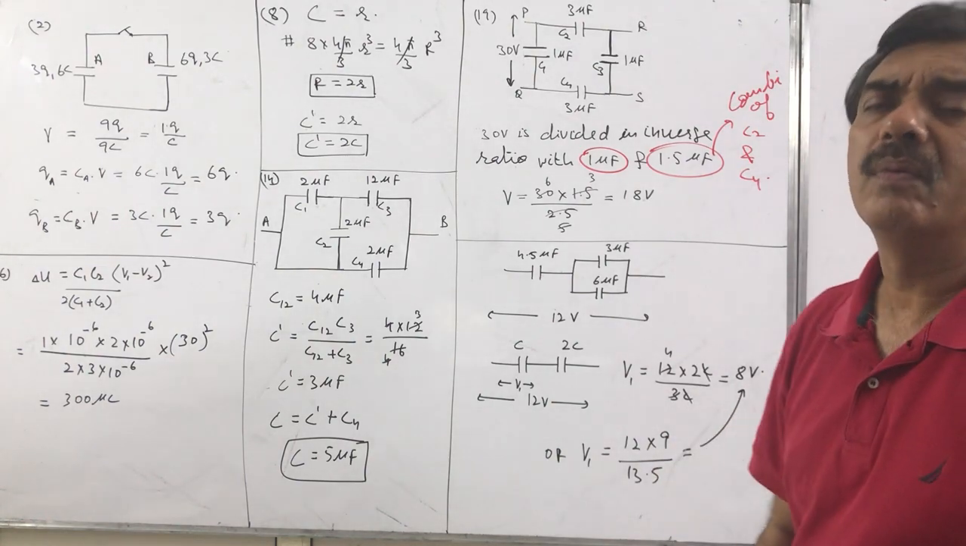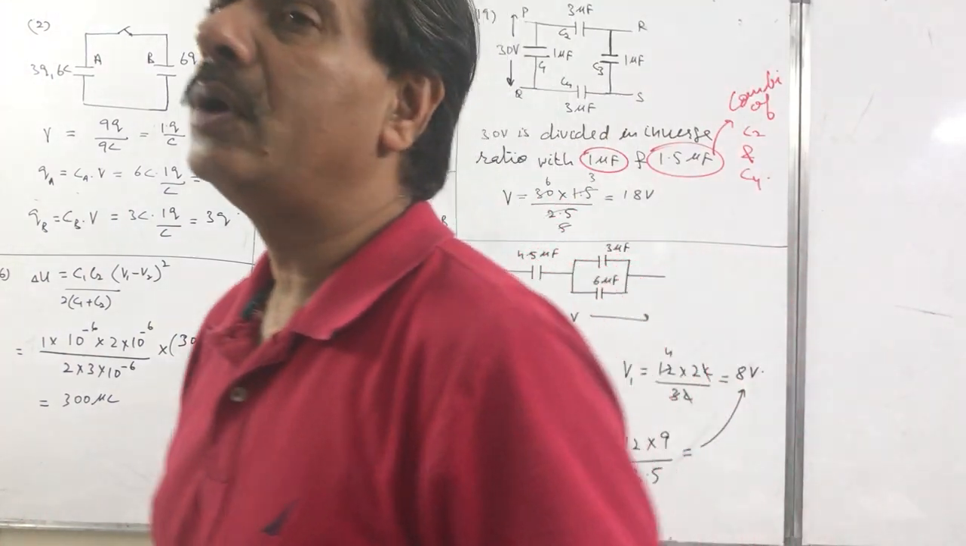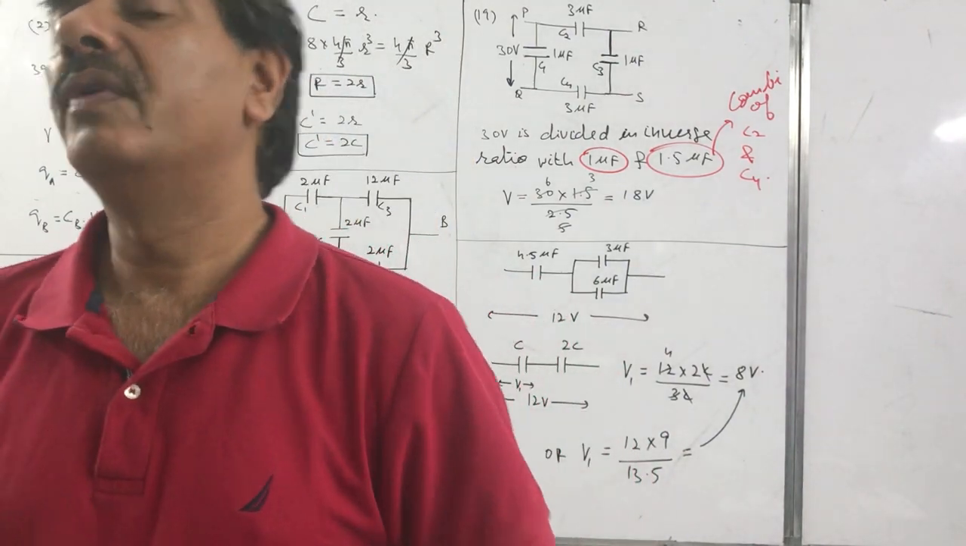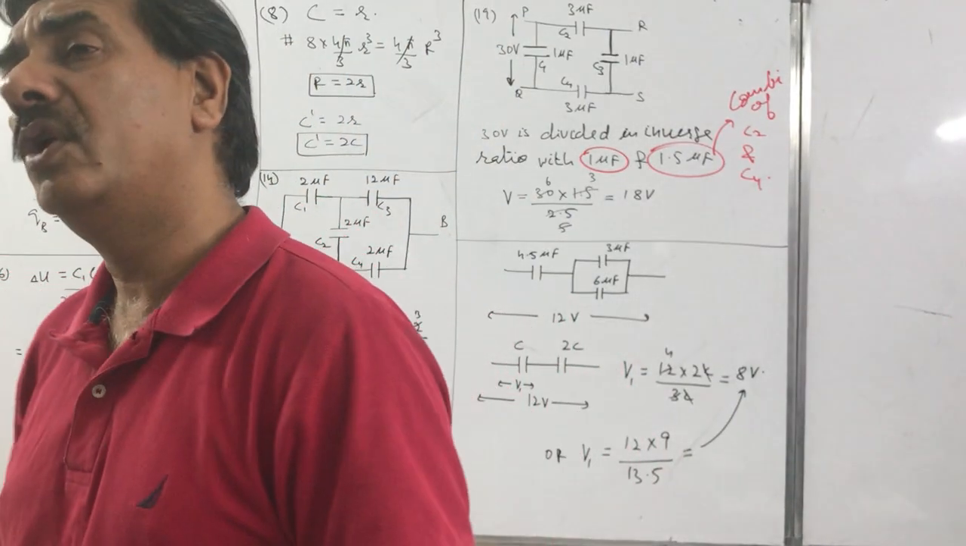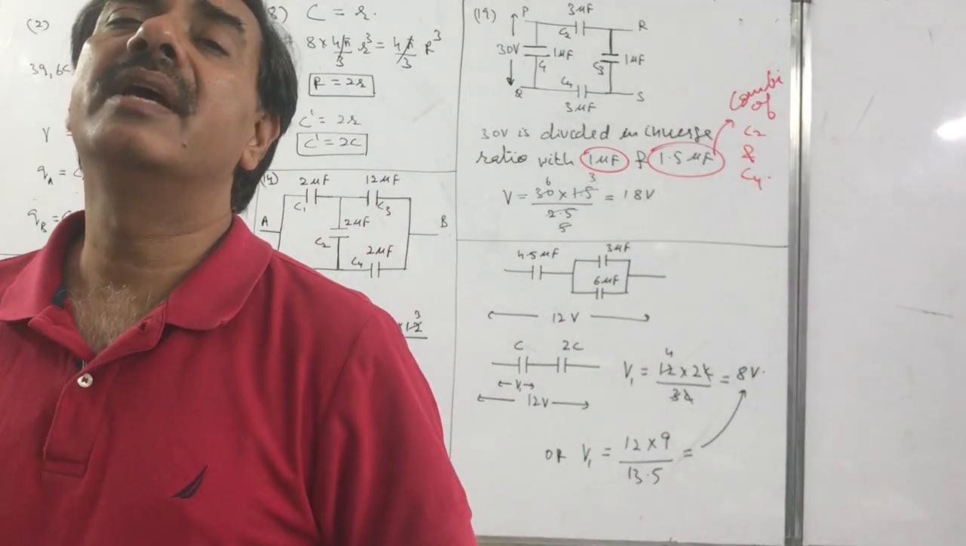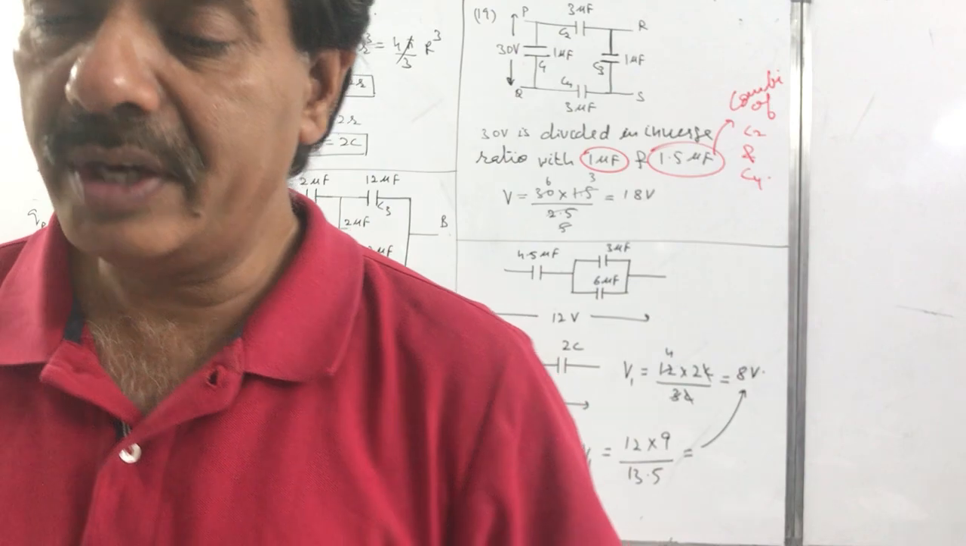That will again give you 8 volts. These were a few doubts which students had asked me. Apart from this, if you still have a doubt, we can work it out on a piece of paper and give it to you. You can put it on the group. Most of the students have done it. Please help each other. Right?